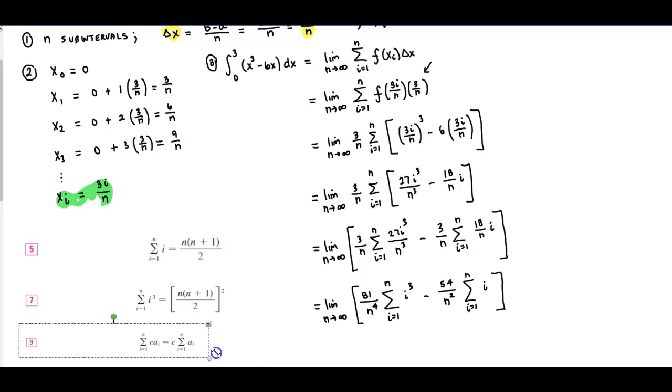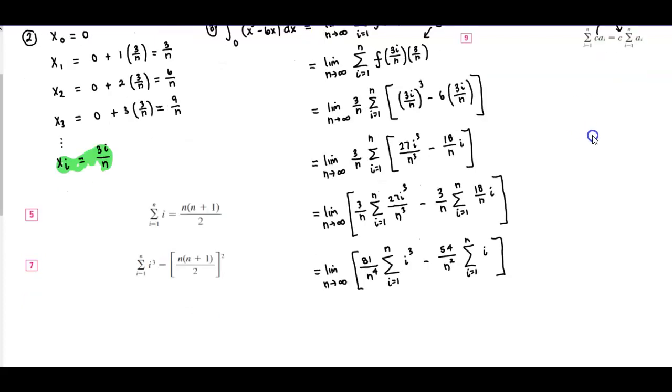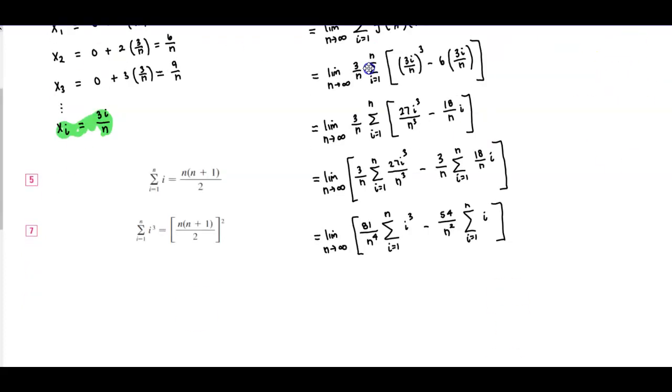So the 3n, we used definition number 9 because we were able to factor out the value of c, meaning the constant. So we were able to bring c outside of the summation. Now if we take a look at 5 and 7, we know that the summation of i is going to be n times n plus 1 over 2. And the summation of i cubed is going to be n times n plus 1 over 2 squared. So what does that mean here?